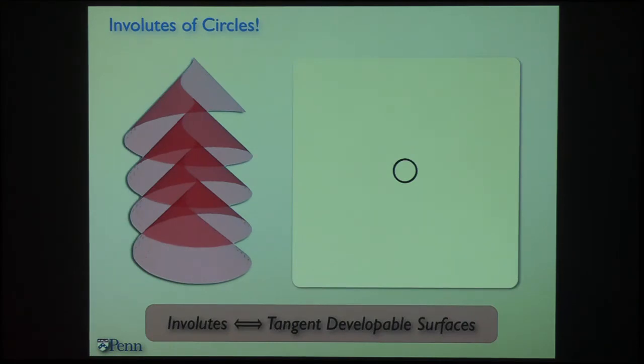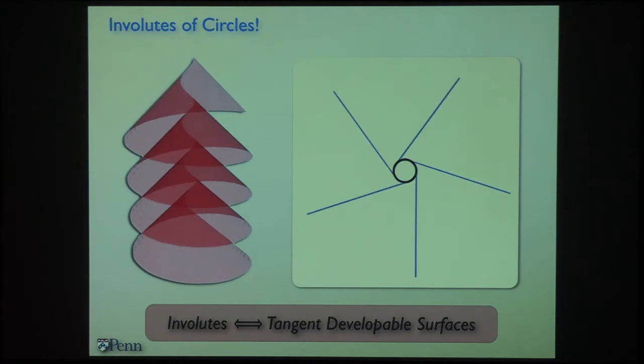And they're related to something which I bet many of you own, and you don't know it. They're related to things called involutes. Involutes are very natural, right? And one of the most exciting things to do is to go to Europe and look for involutes. Okay? So here's a circle.